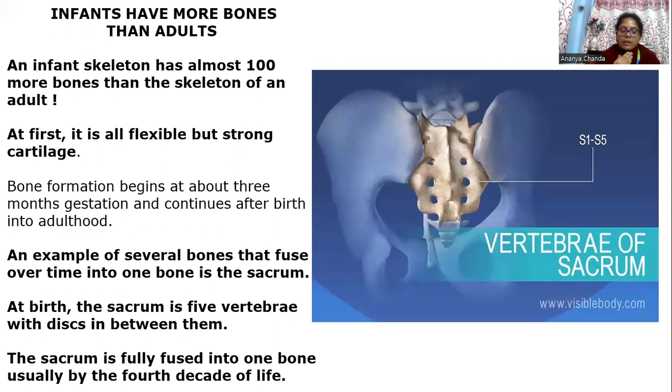So, for example, the several bones that fuse over time into one bone is the sacrum. These several bones, which are present in infancy, are fused in adulthood into which type? The sacrum. At birth, the sacrum is 5 vertebrae with a disc in between them. The sacrum is fully fused into one bone, usually by the fourth decade of life.